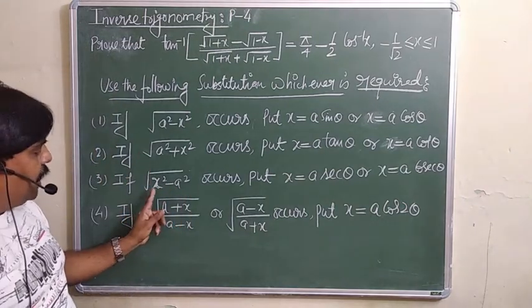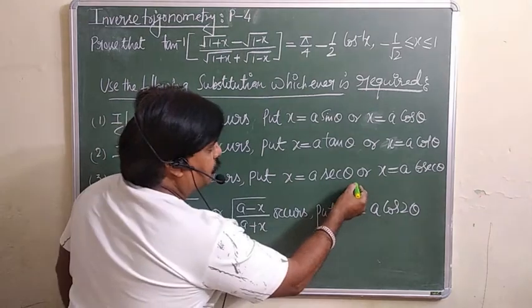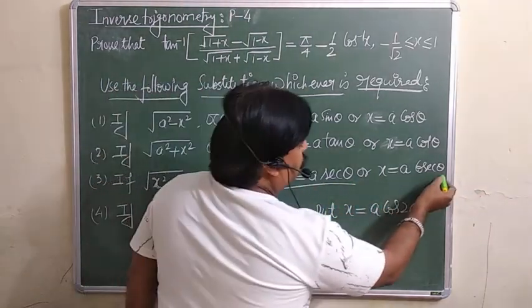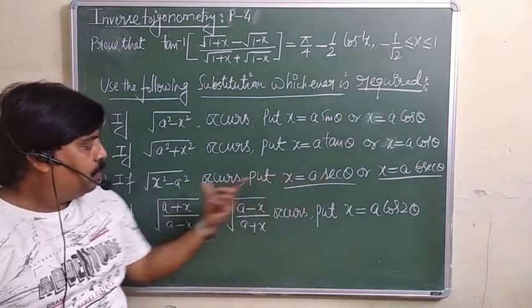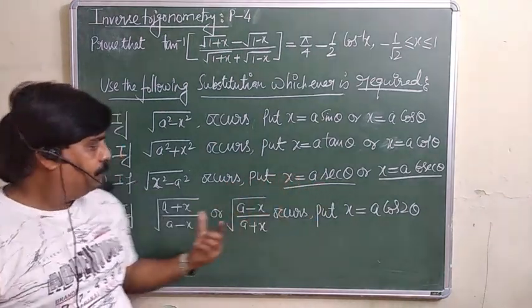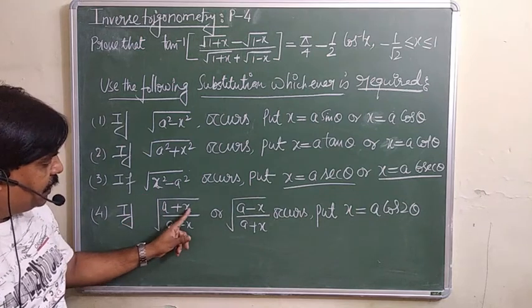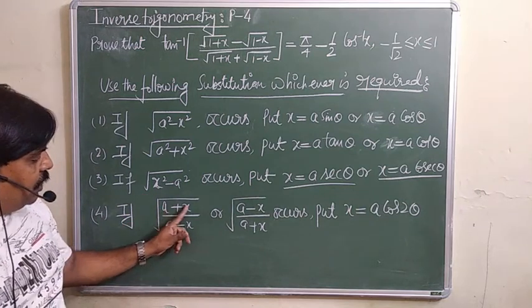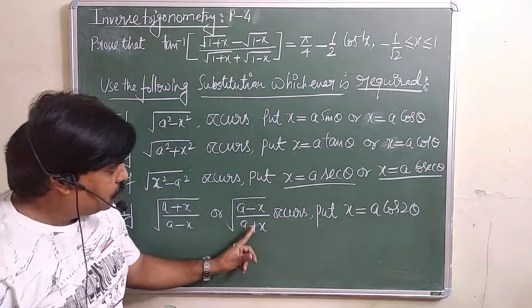But in case of variable square minus constant square, then you are supposed to put x equal to a sec theta or x equal to a cosec theta. It depends on the question only, what you require. But if your expression is given in this form, like a plus x over a minus x, constant and variable are the same but only the sign is going to change, here it is minus or plus.